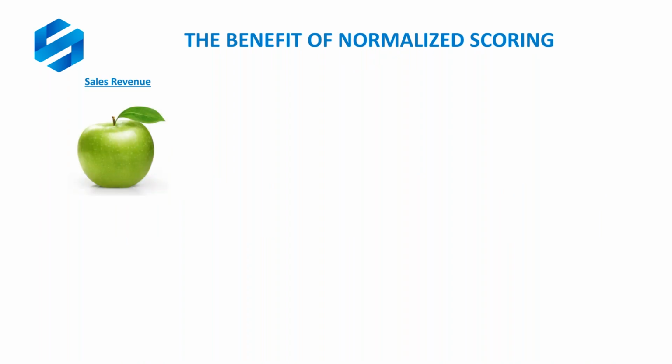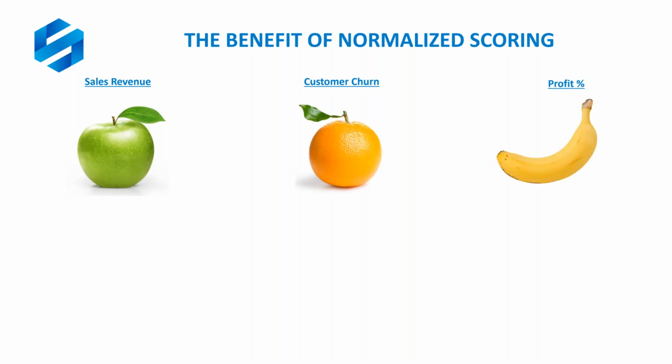So let's again go back to this idea of different diverse measures. One measure is sales revenue. There's our apple. Another measure we'll talk about, customer churn. There's your orange. And let's even have a third measure here of a banana, which is profit percent. Of course, these are all different types of measures.